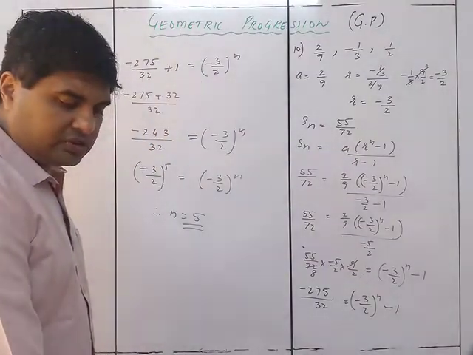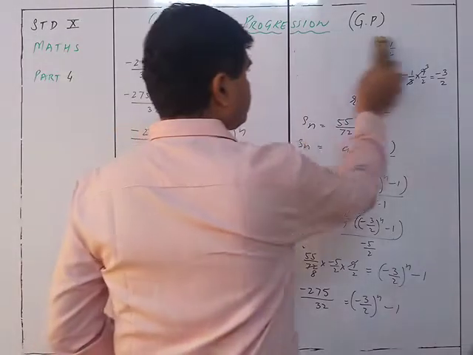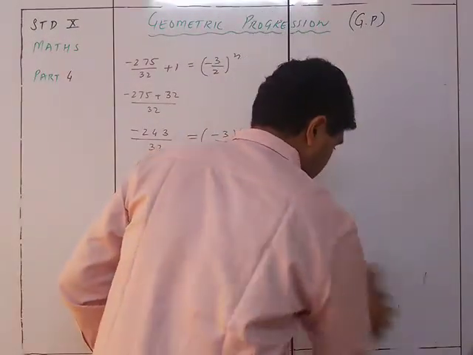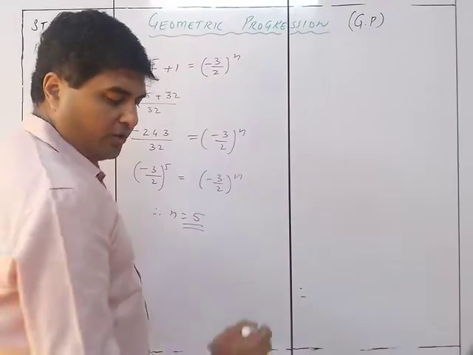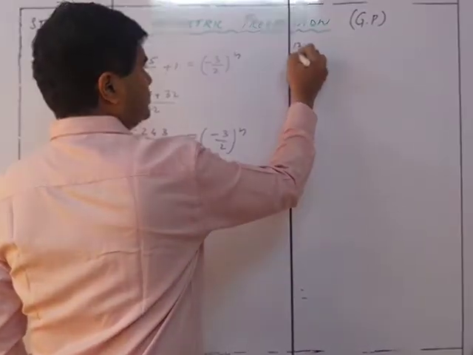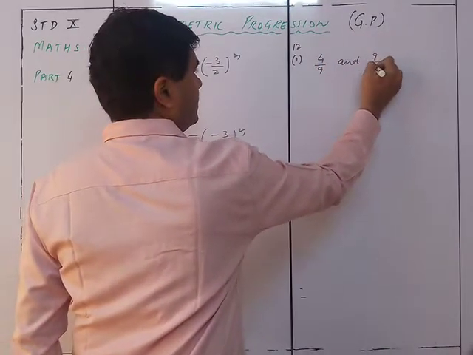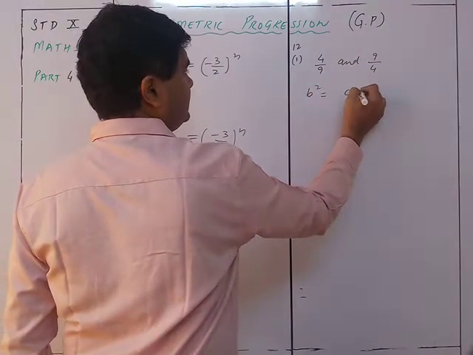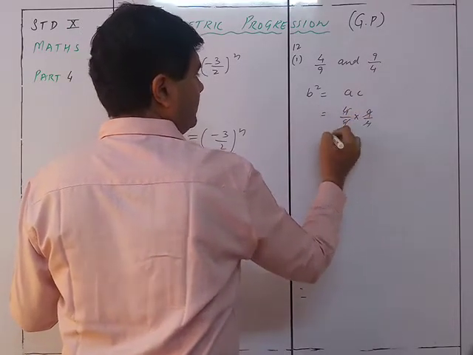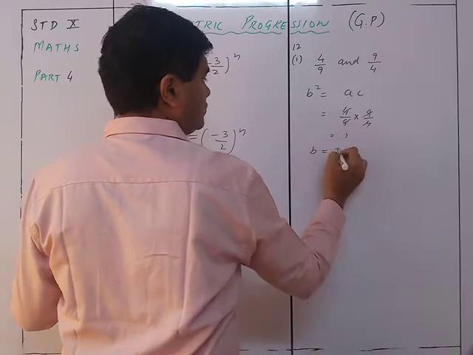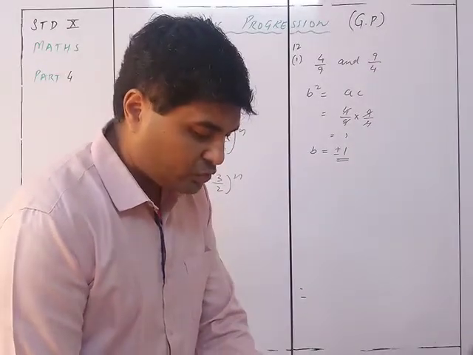We now move on to sum number 12. Find the geometric mean of the following. So it's a very simple sum. First one, it is 4 upon 9 and 9 upon 4. So b square is equal to AC, so it is 4 upon 9 into 9 upon 4, which is equal to 1. So b is equal to plus or minus 1. So that's the first answer, that the geometric mean of that is 1.